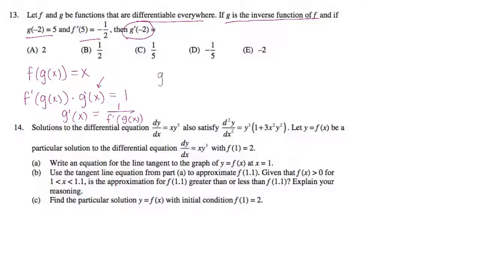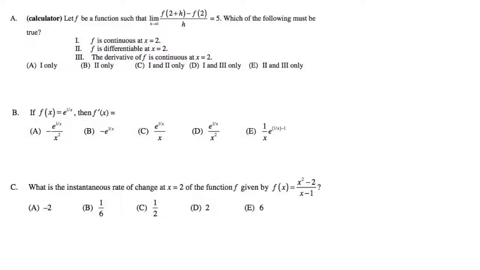So we want to know what is g prime at negative 2. That's going to be equal to 1 over f prime of g at negative 2. So we have to find what g at negative 2 is. We see that g at negative 2 is 5. So what is f prime at 5, which is negative 1/2? So this is really going to be 1 over negative 1/2, which is the reciprocal of negative 1/2, which is negative 2.